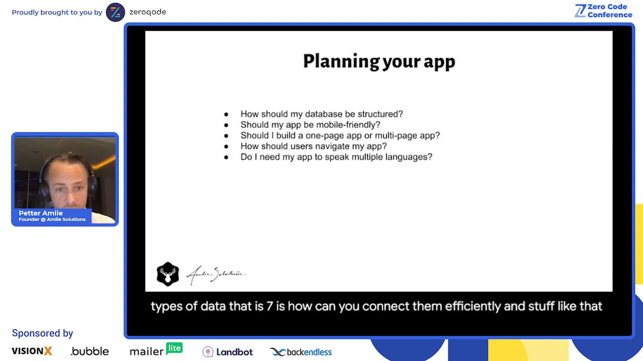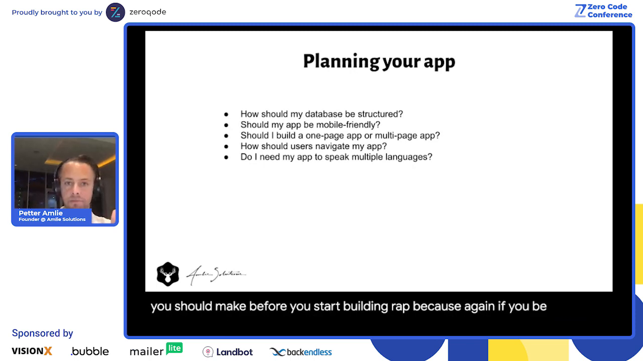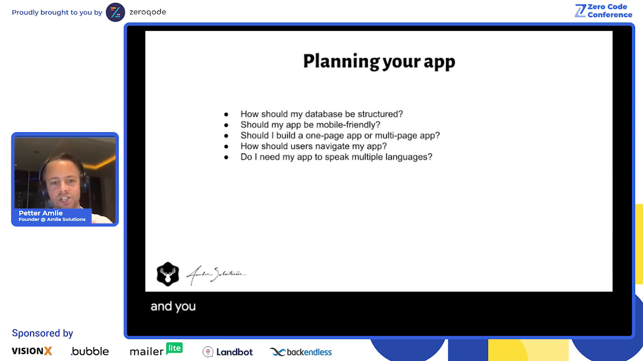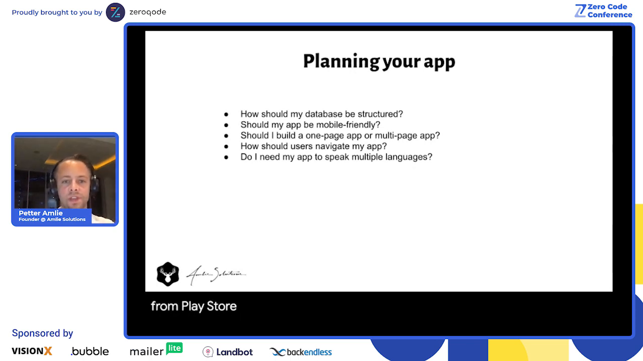Do you want an app that's mobile friendly? Do you want a one-page app or multi-page app? And how does the navigation look? All of these things are decisions that you should make before you start building your app. Because again, if you build an app and you change your mind about something, or you suddenly think about something that you should have thought of before, it can take a long time to go back and change something. So all of this, the idea here is to really save time later on.